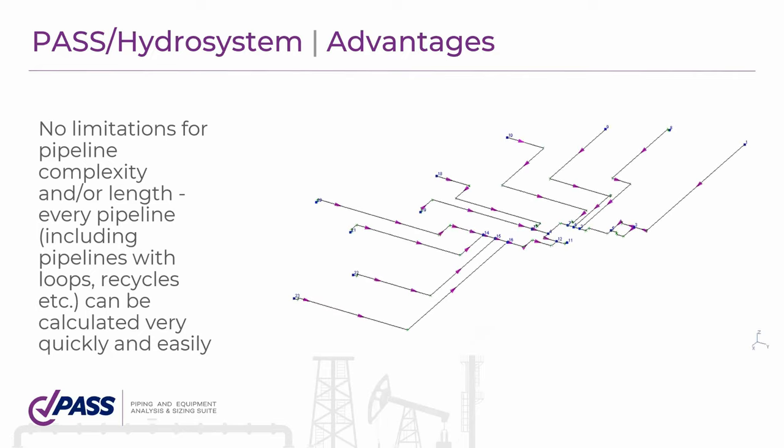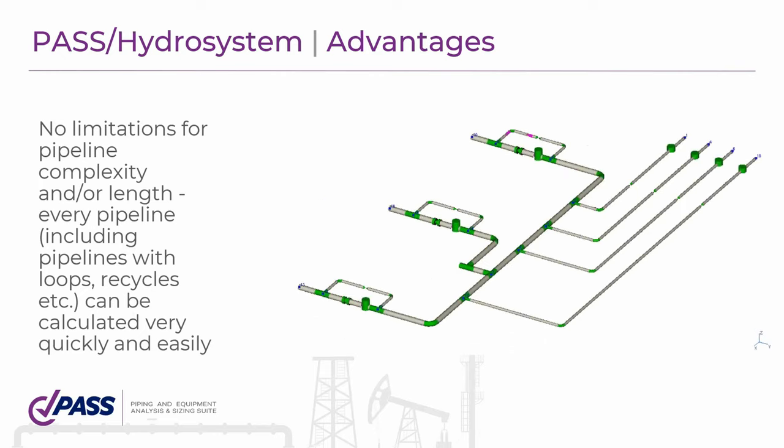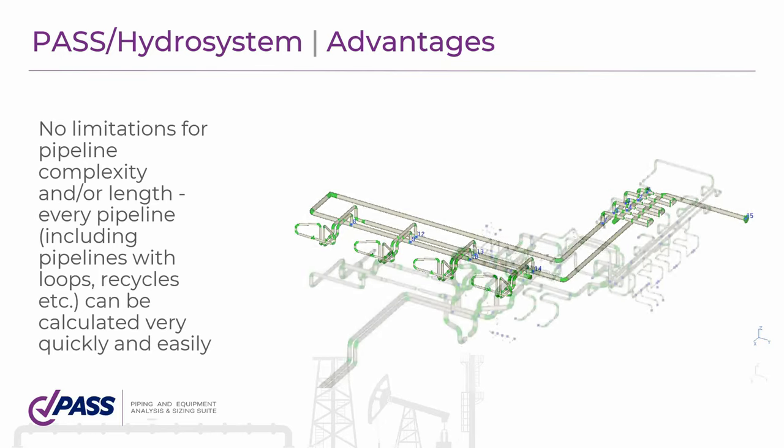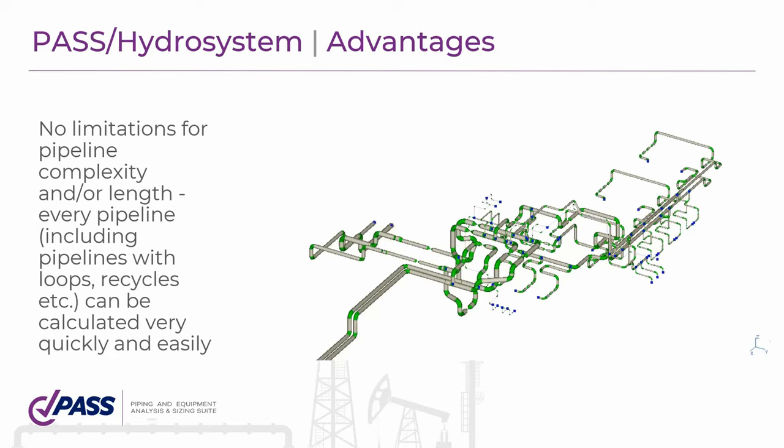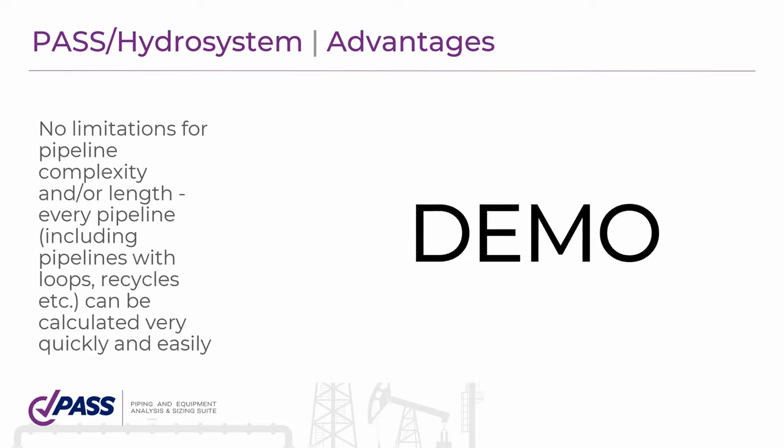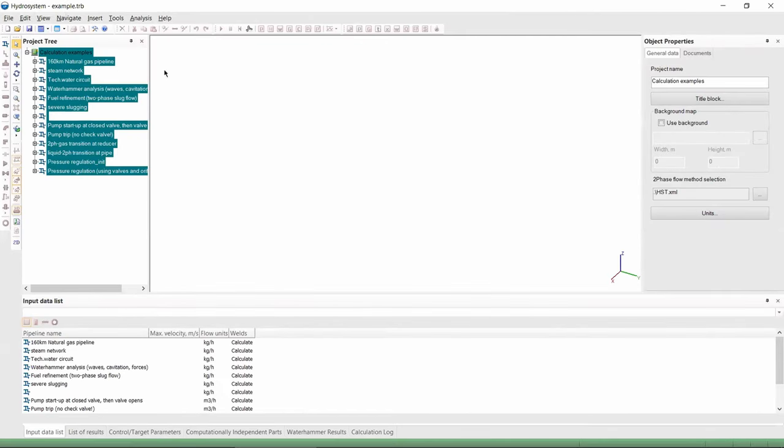Another interesting and major important thing, as I mentioned earlier, is that in HYDROSYSTEM there is no limitation for pipeline complexity, length, or something like this. You can calculate any piping system that exists. So your piping system can consist of some loop circles, recycles, et cetera. And with every piping system, our program works very, very quickly. So even calculation of the largest, most huge piping systems takes usually about seconds. So allow me to show it to you in the flesh how our program works. I have a couple of really interesting examples.